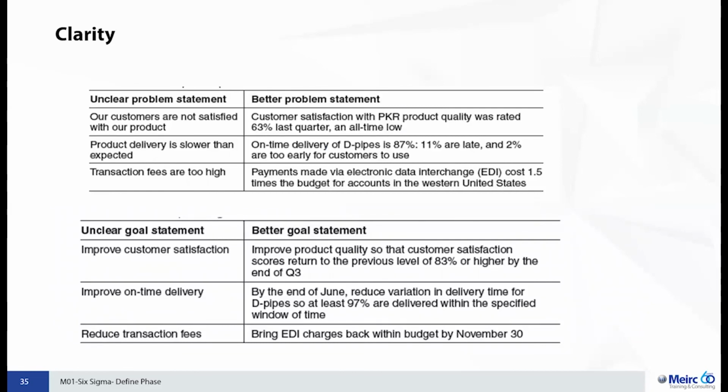You know, our customers are not satisfied with our product or our service, and they put it as a problem statement. That's not really a clear one, right? If you look at a better one: our customer satisfaction with the specific product PKR was rated 63% last quarter, an all-time low. Now, again, I would even enhance this problem statement and put down the target so I could establish the gap, the pain that you have in place.